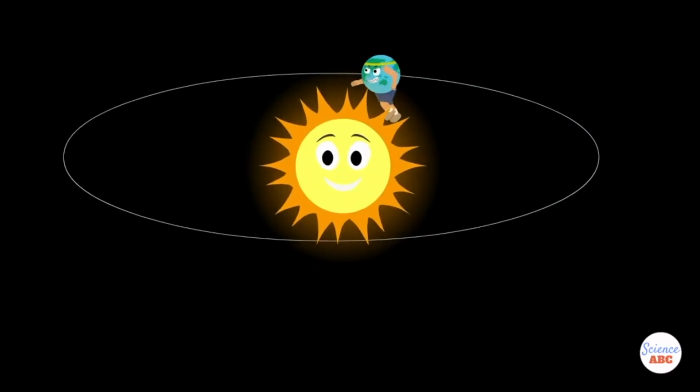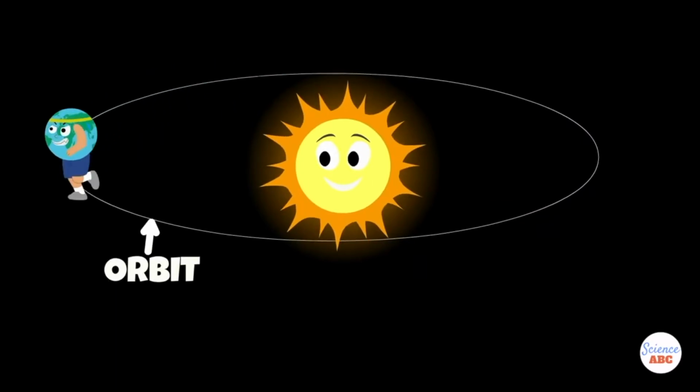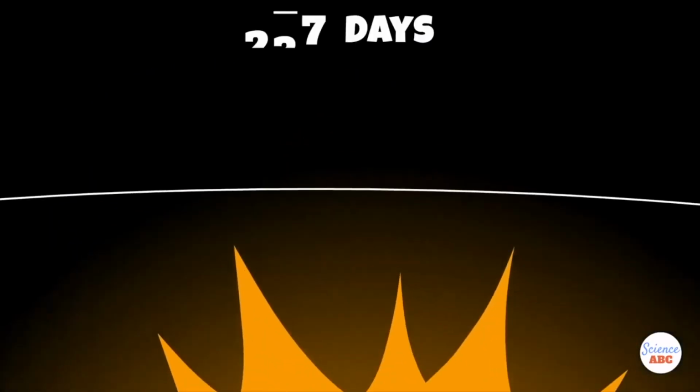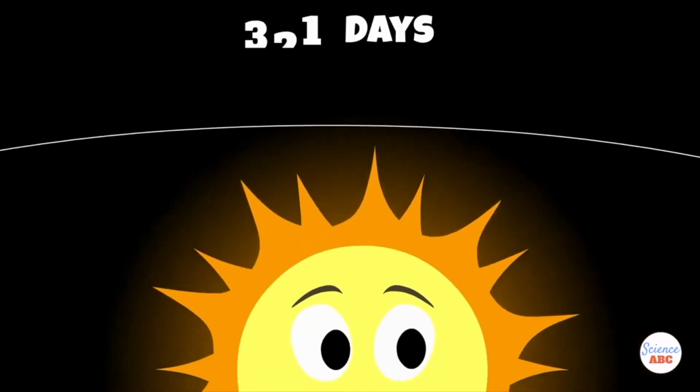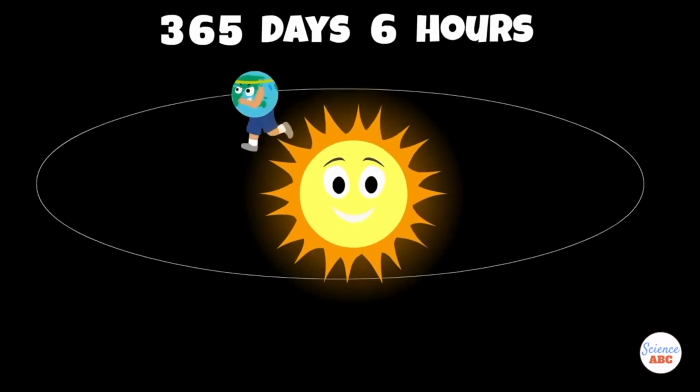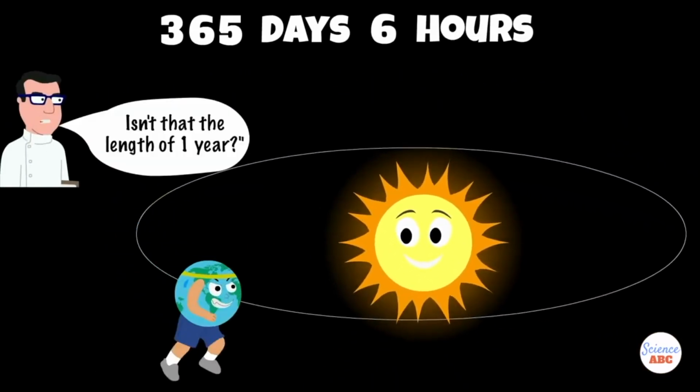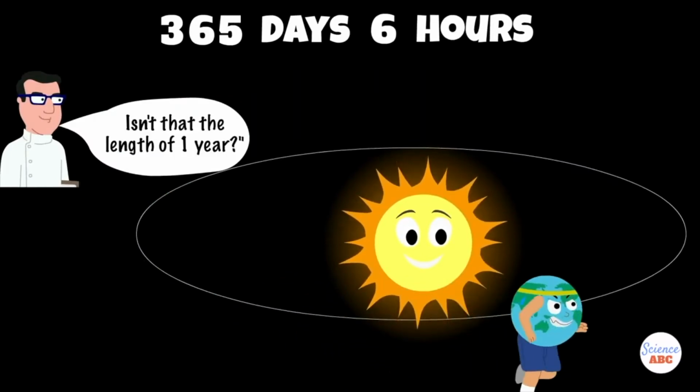This elliptical path is known as the orbit of our planet. Earth travels around the sun along that orbit and completes one revolution in approximately 365 days and 6 hours. As you may have noticed, this is roughly the length of 1 year.